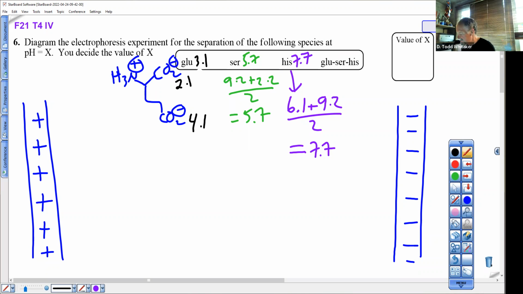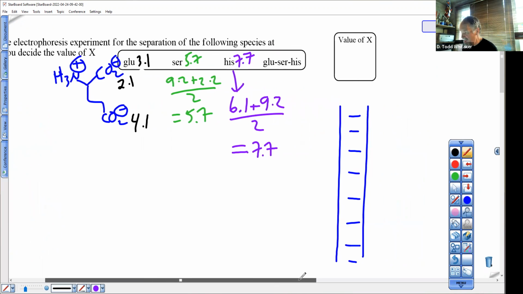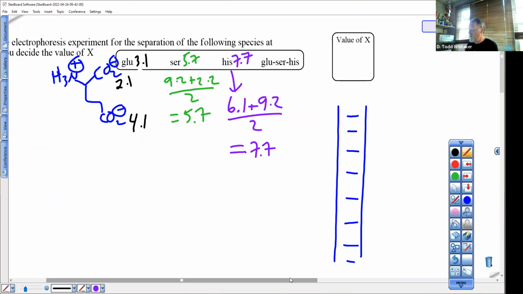Glu-Ser-His. You actually have to draw that molecule to figure out what's up. But I suspect you did that already on this page somewhere. Glu, Ser, His, they're in order there. I'm going to draw Glu-Ser-His. We're going to do it in red.